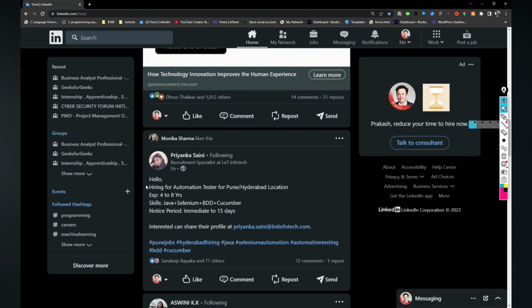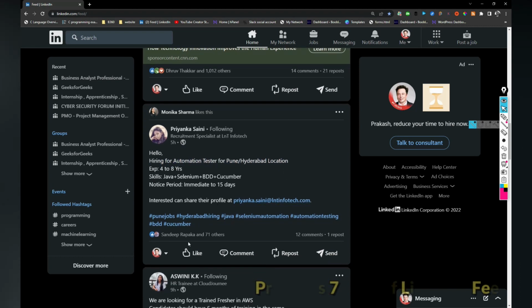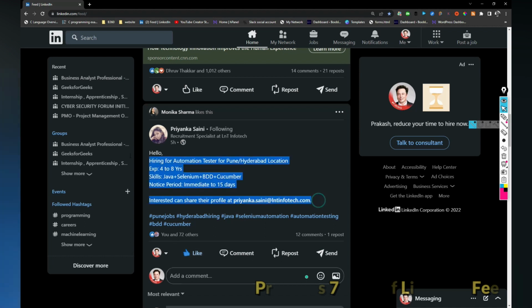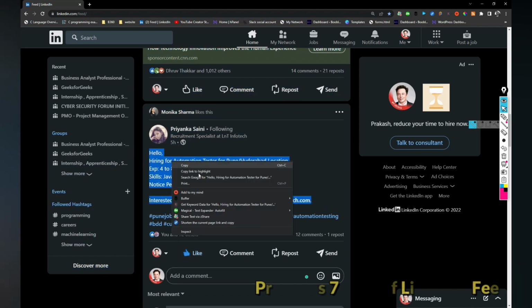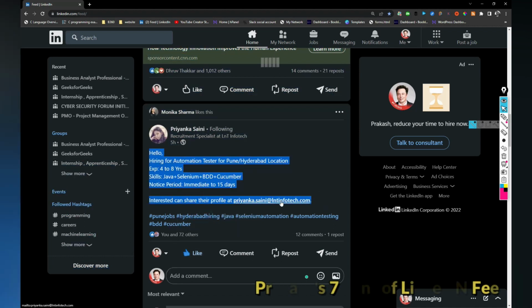And hello, hiring for automation tester for Pune and Hyderabad location. One guy asked me for automation testing engineer role, so probably he can take a look at this opportunity. I just liked it and I would be sharing as well. This job is in L&T Infotech.